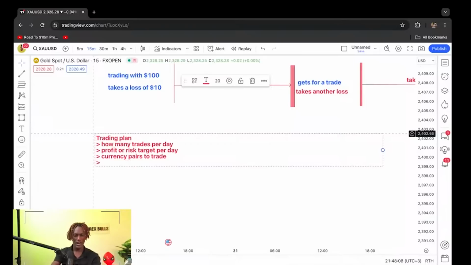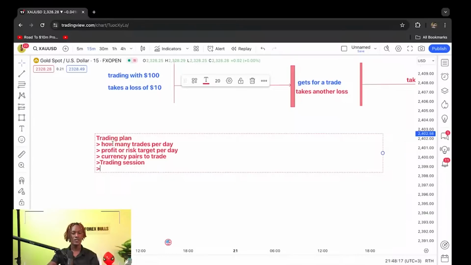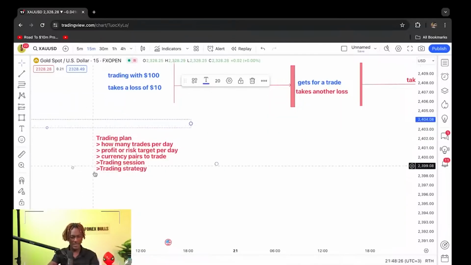Think about the trading session, okay? When am I supposed to trade? This must completely match your trading style. What's my trading strategy? You guys understand? So, when you have this with your plan, okay?